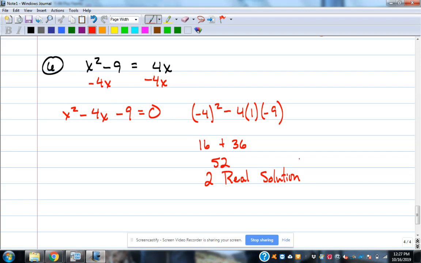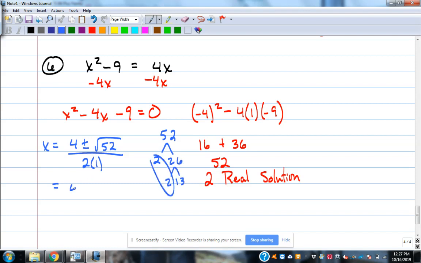Okay, so when we go to simplify this and work it out, we're going to have to simplify the square root of 52. So when I go to do my work, -b plus or minus the square root of 52 over 2 times 1, I need to break down the 52. 2 and 26, 2 and 13, so there's a pair of 2's. So that's going to be 4 plus or minus 2 square root of 13 over 2.